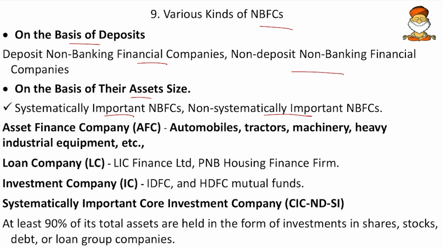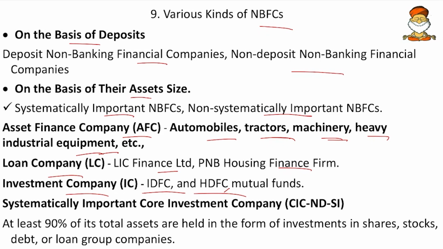Then asset finance companies. Some examples are automobiles, tractors, machineries and heavy industrial equipment. These asset finance companies give finances or loans for purchasing these assets, hence the name. Then loan companies, where we have LIC Finance Limited, PNB Housing Finance, etc. They can give loans not only for purchasing assets but for other purposes also. Then investment companies, where we have IDFC and HDFC and also some mutual funds. So these are the investment companies. They are ready to invest in any capital, venture capital or others.